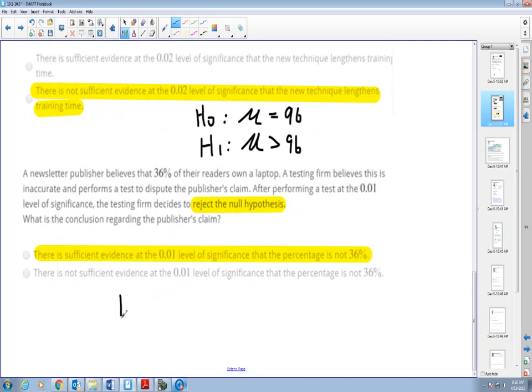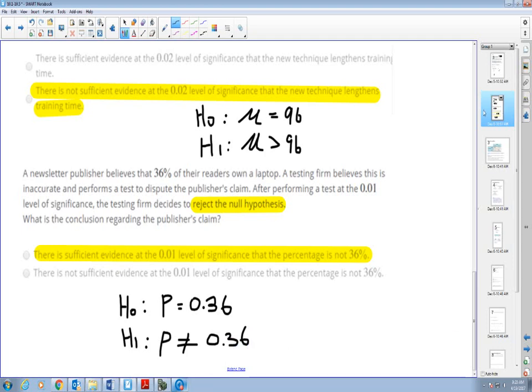So in this problem, the newsletter publisher is saying the percent of readers who own a laptop is 36%. A testing firm, which is the alternative, believes that it is supposed to be, well, it doesn't say more than 36% or less than 36%. If it does not say that, all that's saying is not equal to 36%.